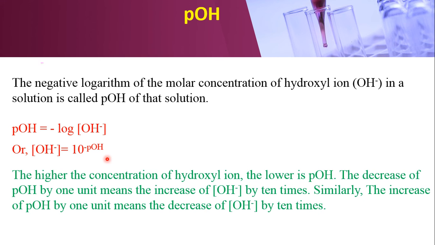Here also we can tell that the higher the concentration of hydroxyl ion, the lower is the pOH. And the decrease of pOH by 1 unit means the increase of concentration of hydroxyl ion by 10 times. Similarly, the increase of pOH by 1 unit means the decrease of concentration of hydroxyl ion by 10 times.